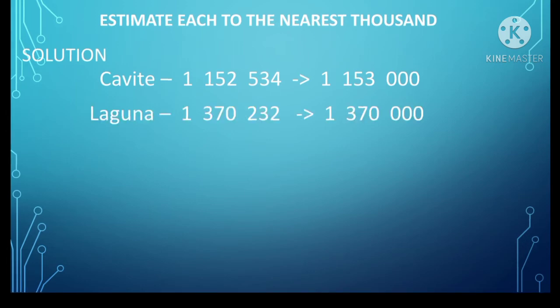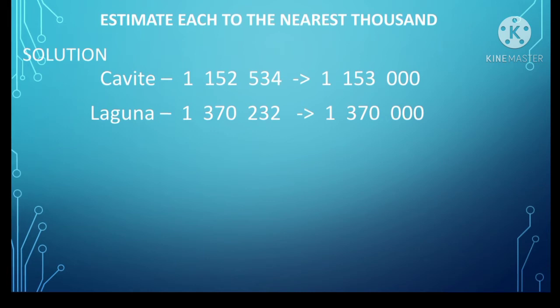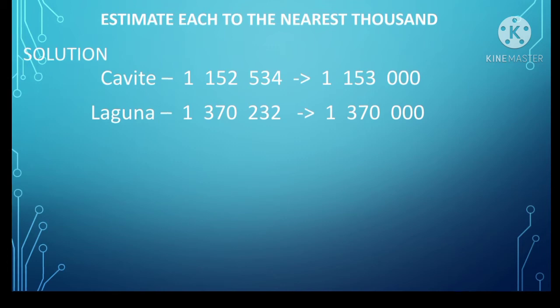Next is Laguna. From 1,370,232, it will be 1,370,000. Since the nearest thousand in the original data provided by the students, 1,370,232, the place value of the nearest thousand is 0, then the number beside 0 is 2, so it is less than 5, so it means we are going to round down.